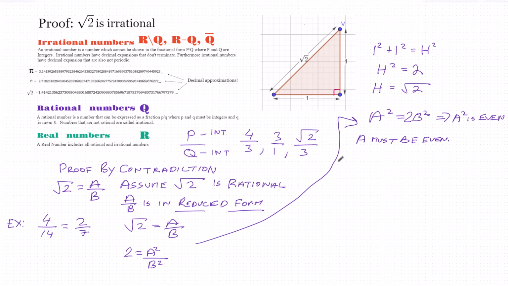If a is even, then a can be written as 2m. Every even number can be written as 2 times some other number. And now we're going to substitute 2m for a. So now we're going to have 2m squared is equal to 2b squared, which means that 4m squared is equal to 2b squared, which means that b squared is equal to 2m squared.